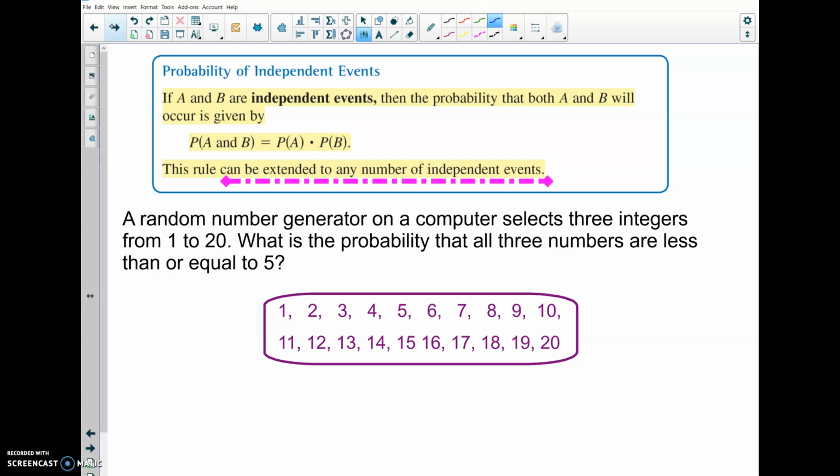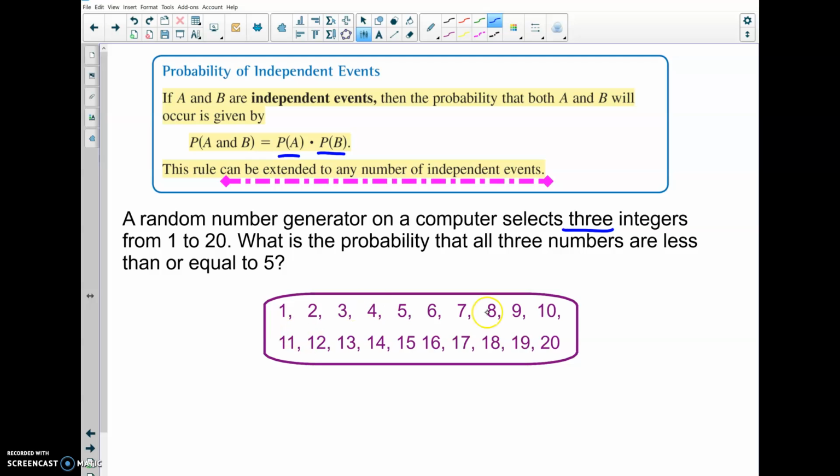So probability of A and B is the probability of A times the probability of B. If there's more than two, this rule can be extended to any number of independent events. So if you have 6 independent events, you're going to multiply the probability of each of those 6 together. Here's an example. A random number generator on a computer selects 3 integers from the numbers 1 to 20. What's the probability that all 3 numbers are less than or equal to 5? They didn't say anything about you can't have any repeats, so that means that you are allowed to.